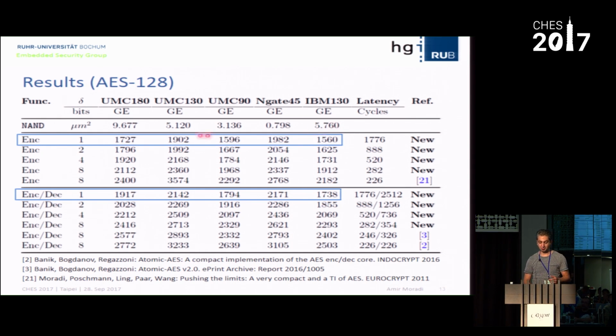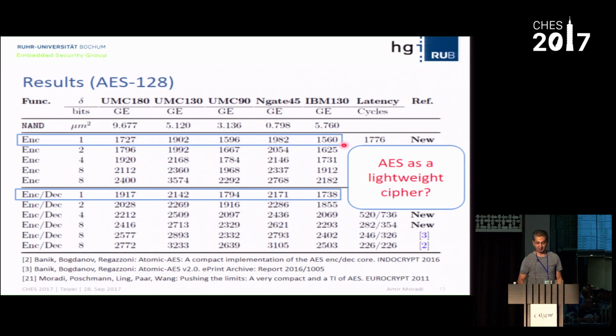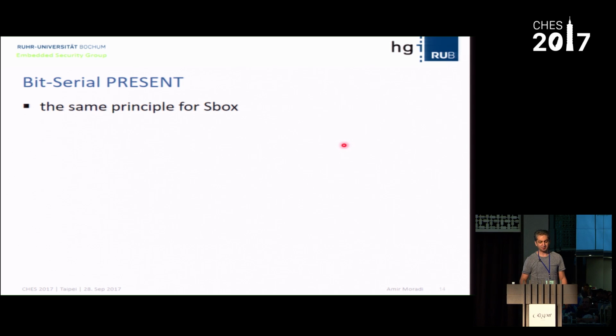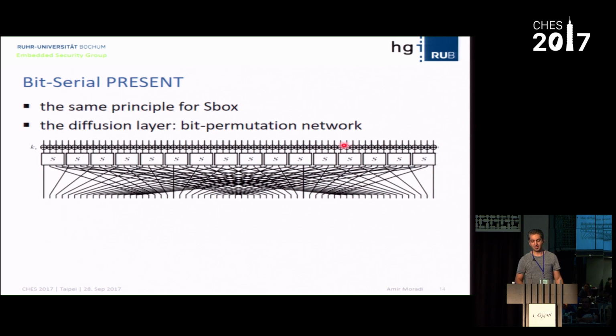Most of the time, particularly for encryption only, we have lower than 2,000 gate equivalents, which tells us whether we can now consider AES as a lightweight cipher, if we suppose that 2,000 gate equivalents has been defined to say whether a cipher is lightweight or not. In the case of PRESENT, the same principle has been applied on the S-boxes, and the diffusion layer is a bit different.